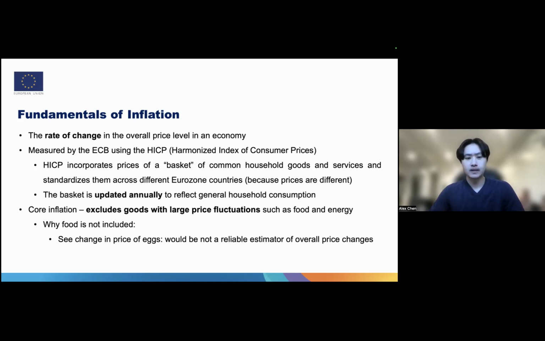And then another thing that a lot of people see on the news is that there's a lot of discussion about core inflation, right? This is inflation that excludes goods with large price fluctuations like food and energy. One way to think about why it's not included is that if you look at the change in, for example, the price of eggs lately, everyone's been talking about it. It's been fluctuating astronomically. It would not be a great reliable estimator of overall price changes because it's just going up and down, right? You want to look at more stable, long-term, sticky changes.